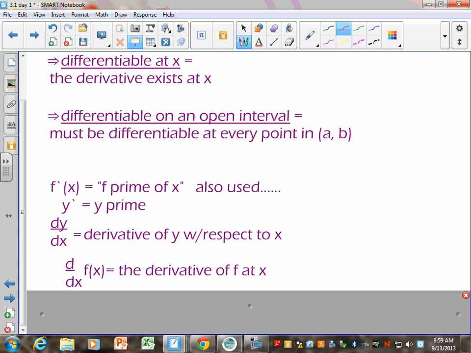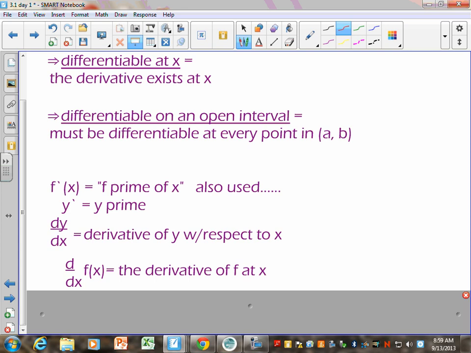And this is just d over dx and then of f of x. That's the derivative of f at x. And notice they've really just changed y to f of x in this one. And right, y is the same as f of x, and they've just moved the f of x down. So those are really the same. These are the ones that show up a lot.